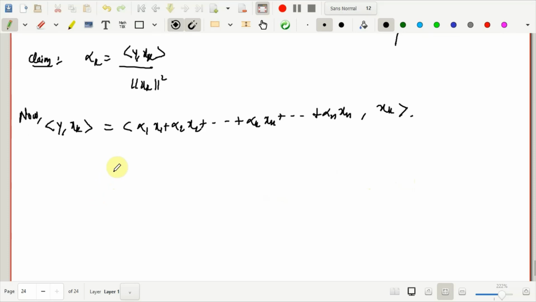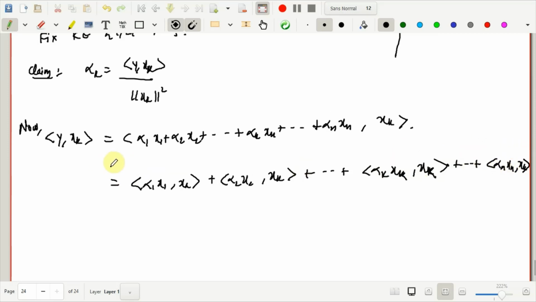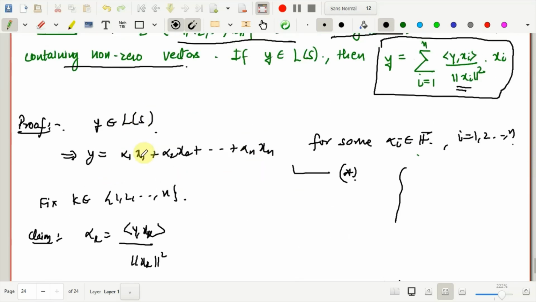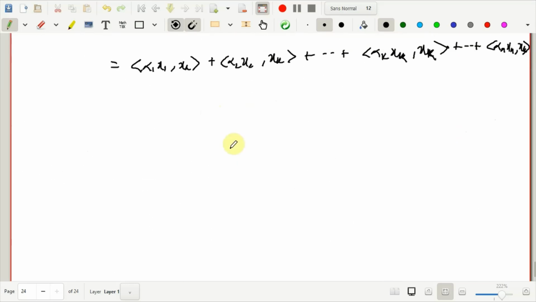Now we can simplify this further, as you can see that the first coordinate is nothing but the sum of n vectors. So I'll have to split this as alpha 1 x1 comma xk plus alpha 2 x2 comma xk. The second coordinate remains fixed, and this goes on till we also have alpha k xk comma xk in between, and this goes on till alpha n xn comma xk. Don't forget the fact that this S is an orthogonal set, which means that if I consider the inner product of any two distinct pair, that is inner product of xi comma xj, where i is not the same as j, then it's going to be equal to 0.